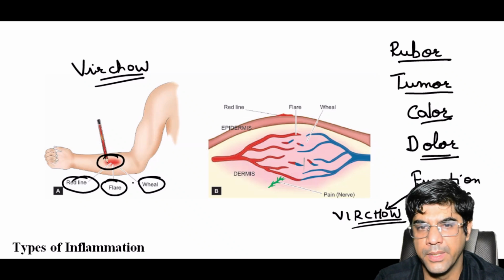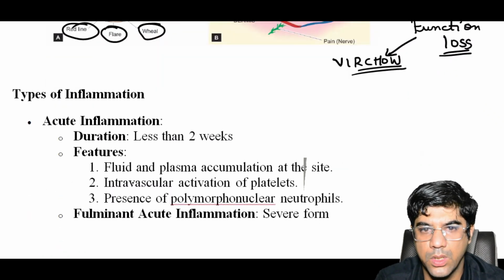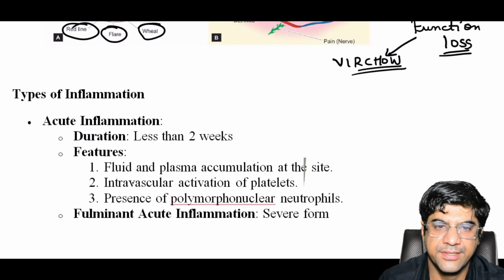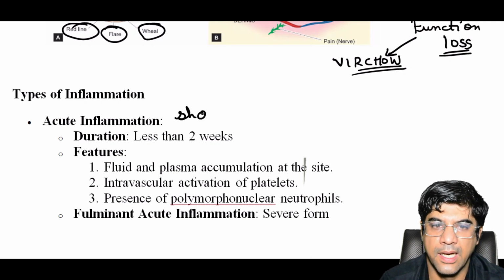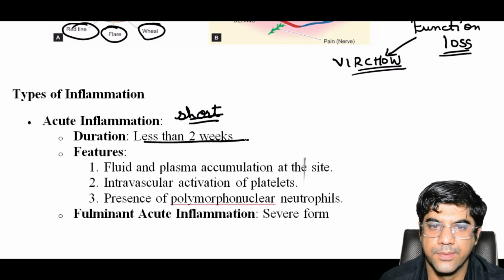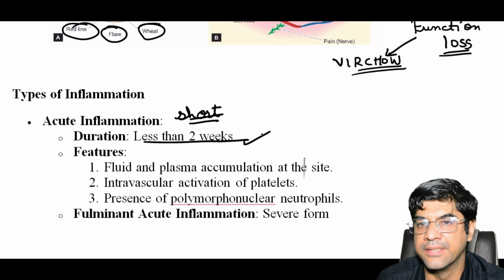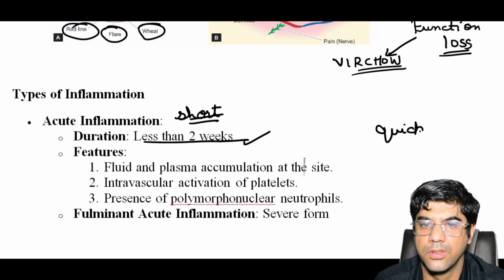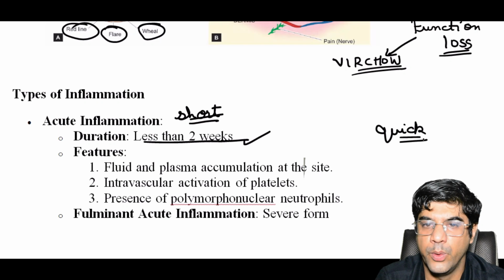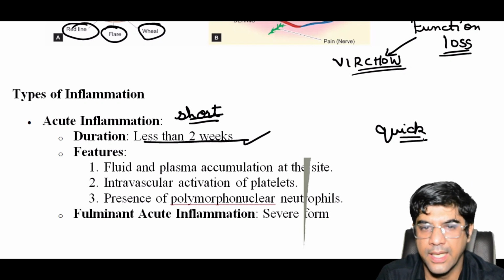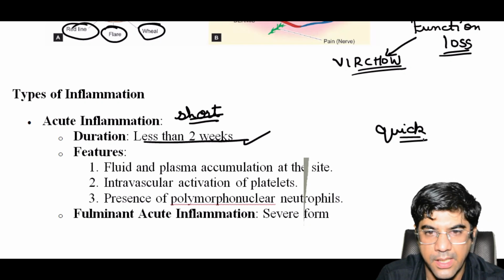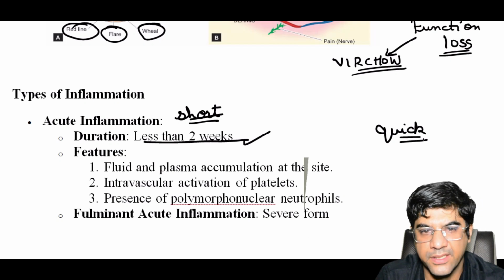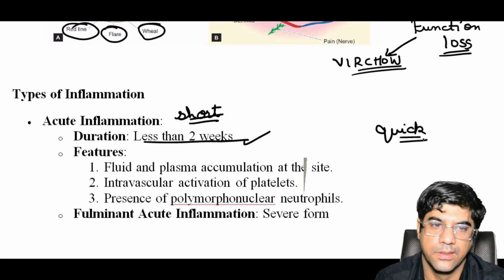Now what could be the types of inflammation? It can be either acute. Acute means it is short, lasting for less than 2 weeks. This type of inflammation has a quick response. So there is accumulation of fluid and plasma at the site, activation of the platelets, and presence of polymorphonuclear neutrophils. Can you think of a situation where you might have experienced acute inflammation? Yes, like in the case of cuts, burns, or infection.